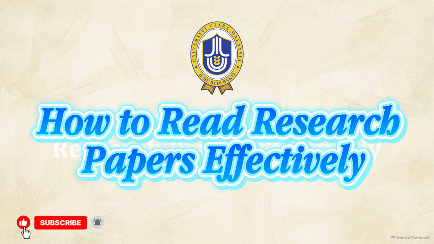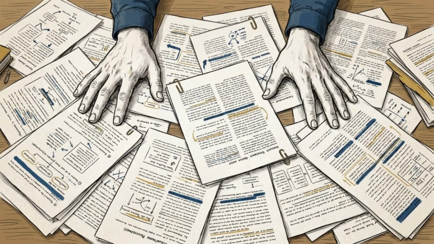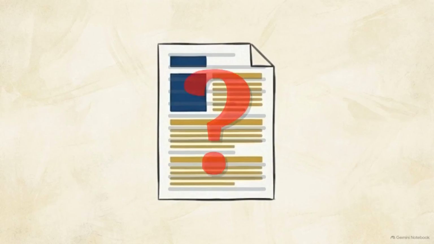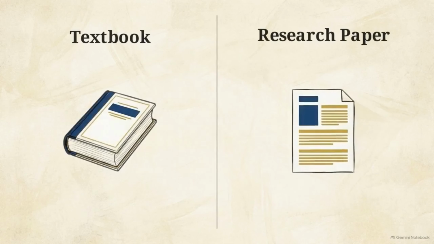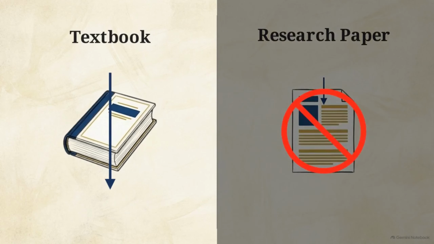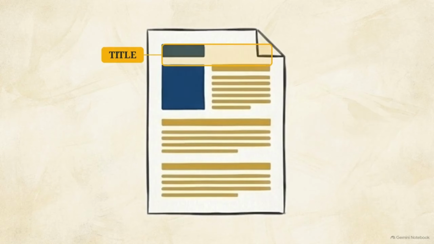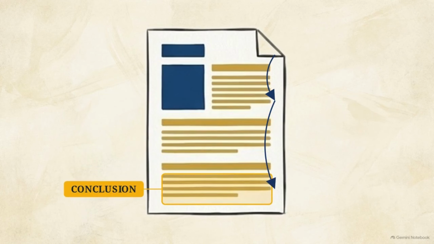This is a practical guide for researchers who need to master the literature review process. Most researchers have experienced the frustration of reading a paper for 10 minutes only to realize they understood nothing. This happens because research papers are not textbooks. They are not designed to be read linearly from the first word to the last page.